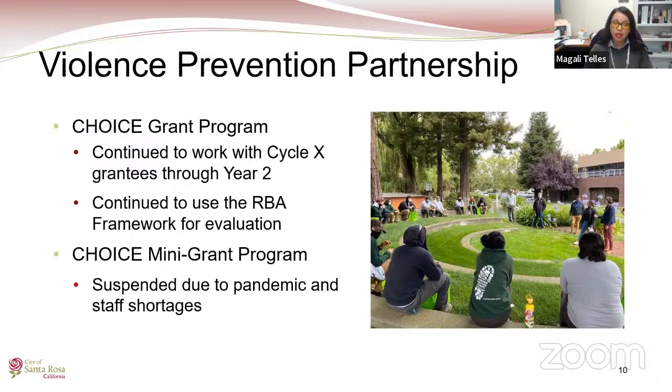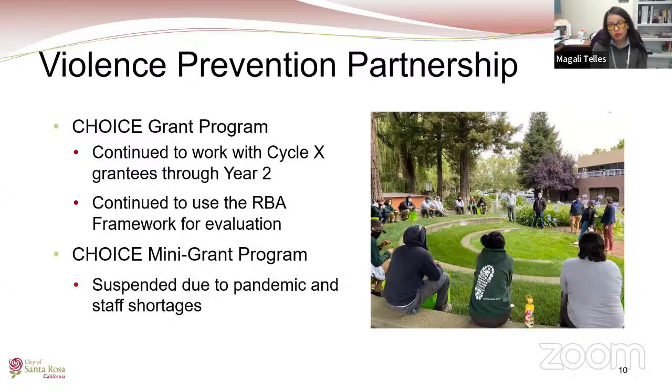And moving forward, staff will be training all future grantees, including the current cycle 11 grantees, on how to enter this data. Unfortunately, the evaluation of Choice cycle 10 year 2 was not completed due to the departure of the violence prevention program manager in mid 2021 and multiple unexpected leaves of absence from key program staff. While data was entered into the Clear Impact Scorecard, a full analysis was not conducted.